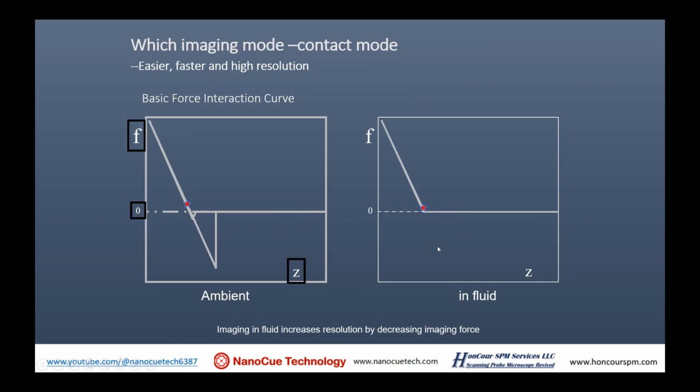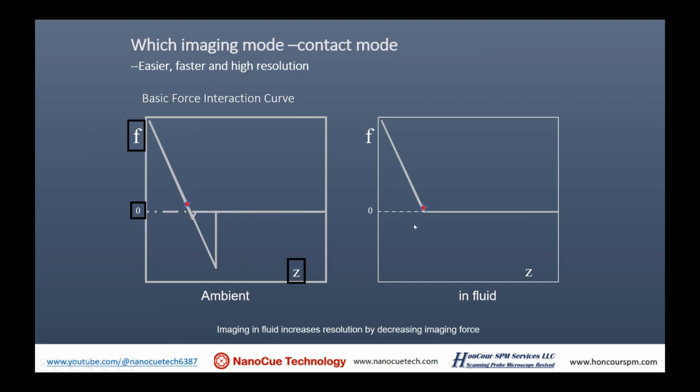Why should I tell you that? That is because it tells you that when you're imaging in air, because of the adhesion force or capillary force, the tip and sample are always sucked into each other with a strong repulsive force. So contact mode in air does not give you high resolution on soft samples, and that's a known factor.